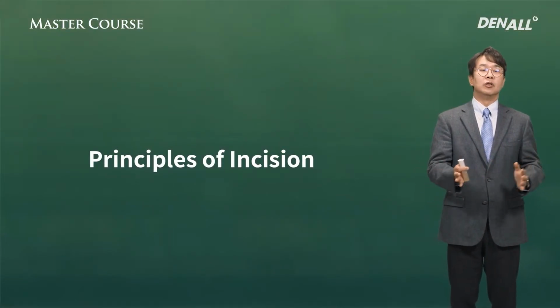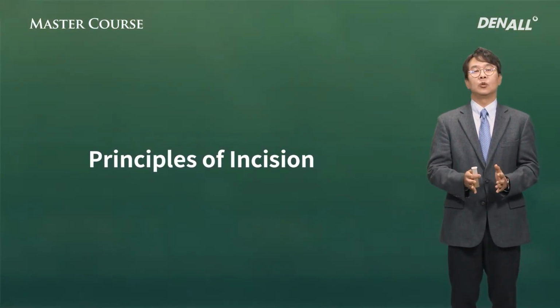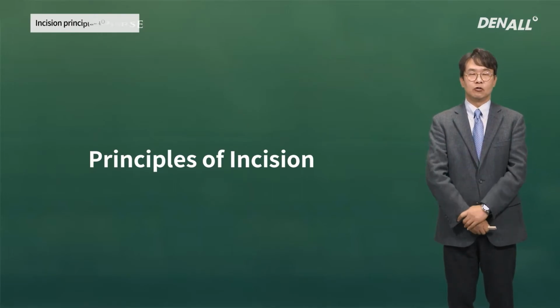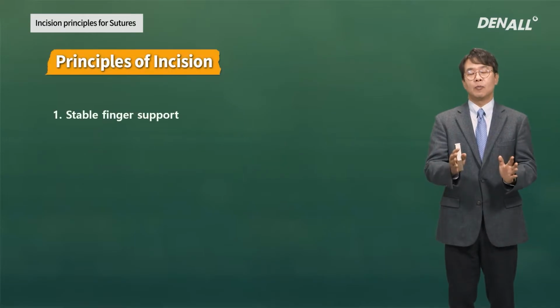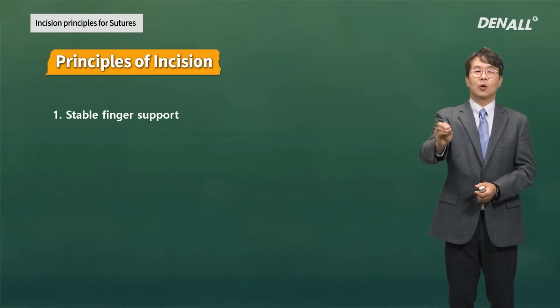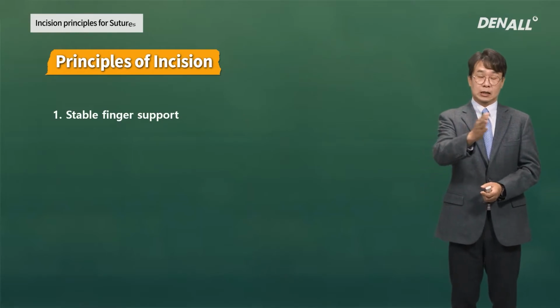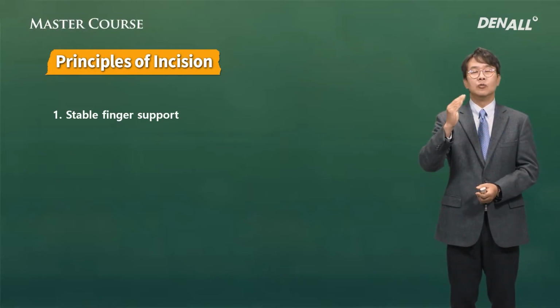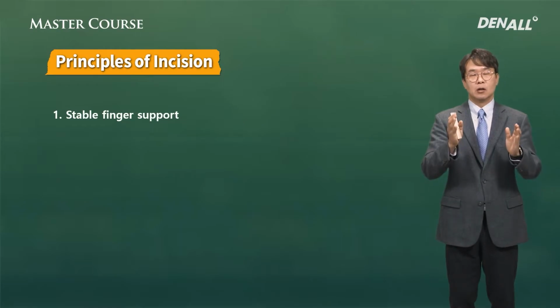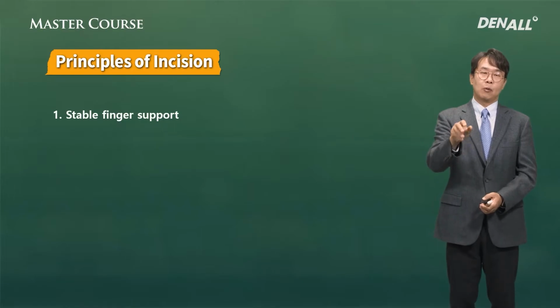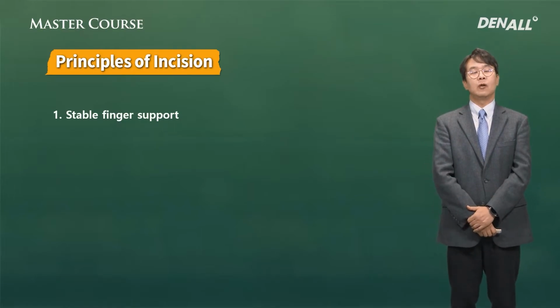When we make an incision, there are principles to adhere to in order to avoid damaging tissues. The first principle is you need to have stable finger support in order to reduce the risk of making a mistake during incision. So you need to have very stable support for your fingers.